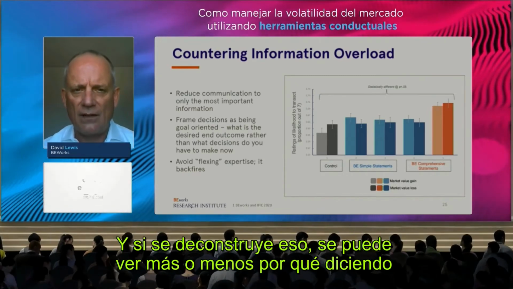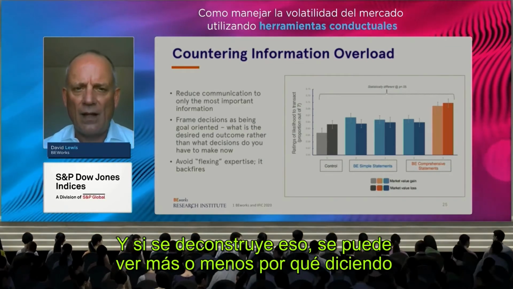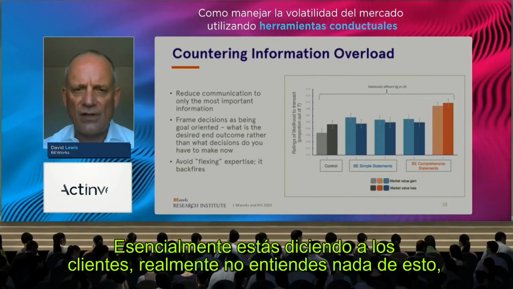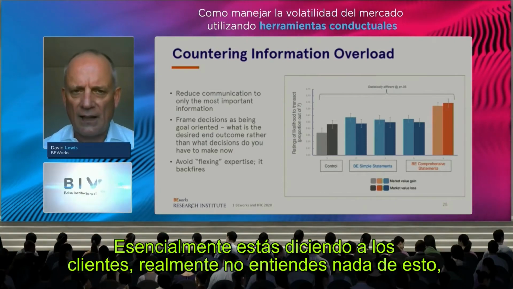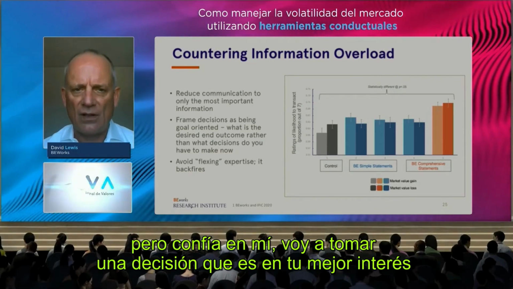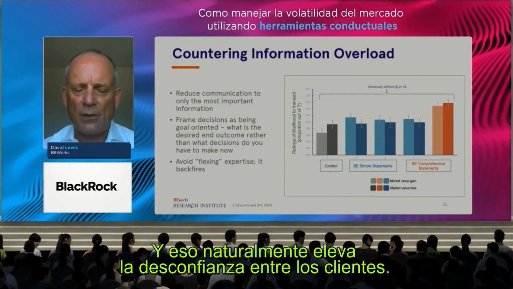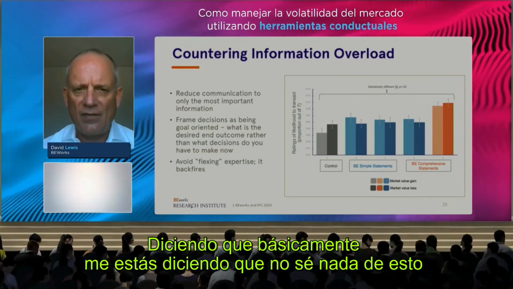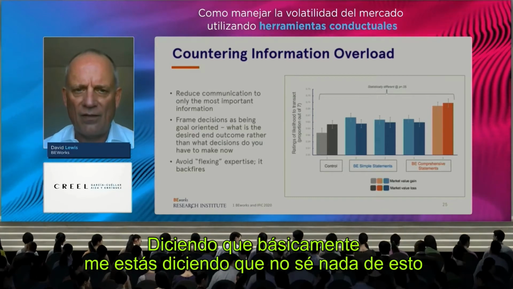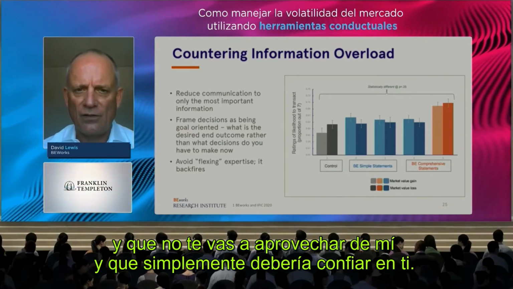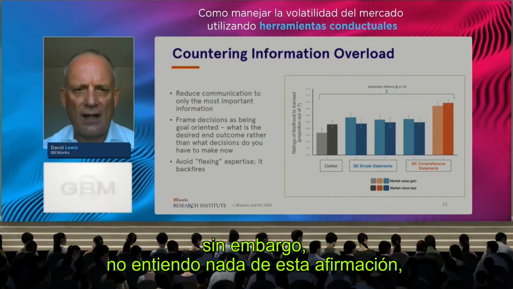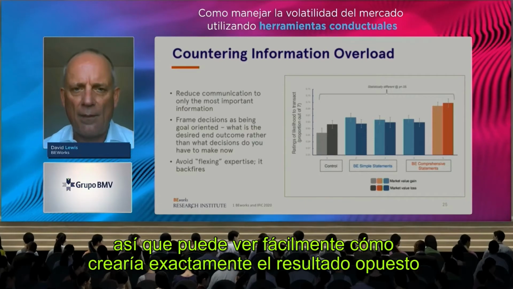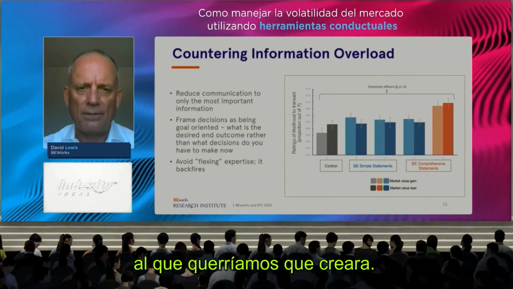And if you deconstruct that, you can sort of see why. By saying, don't worry about all this extra information, I'm an expert, I'll look after it for you, you're essentially saying to clients, you really don't understand any of this, but trust me, I'm going to make a decision that's in your best interest. And that naturally just elevates wariness among customers, saying, you're basically telling me that I don't know any of this and you're not going to take advantage of me and I should just trust you, and yet I don't understand anything on this statement. So you can easily see how it would create exactly the opposite outcome that we would want it to create.